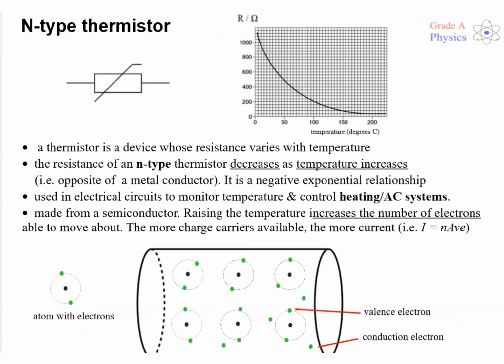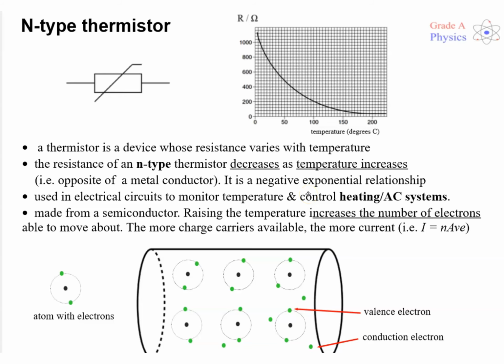Okay, N-type thermistors. We've mentioned these briefly before. This is the symbol, and this is a typical resistance temperature characteristic. So as the temperature increases, the resistance decreases. This would be for an N-type thermistor, which is what we normally mean at A-level when we talk about thermistors. There are P-type thermistors, which have a positive temperature coefficient, but generally speaking, we refer to N-type. This is used a lot in temperature and heating control systems.